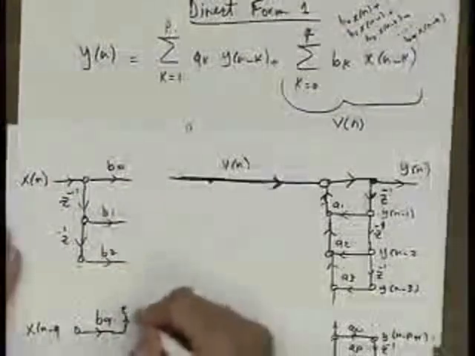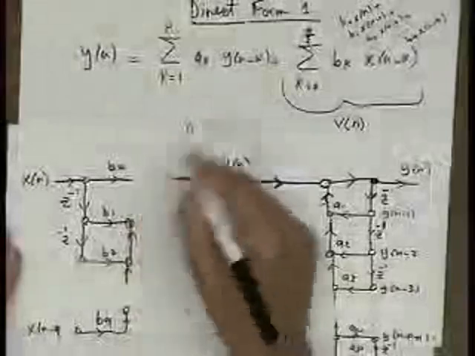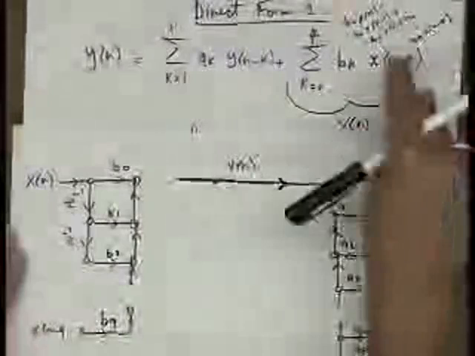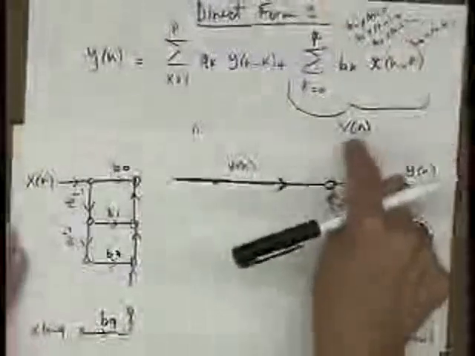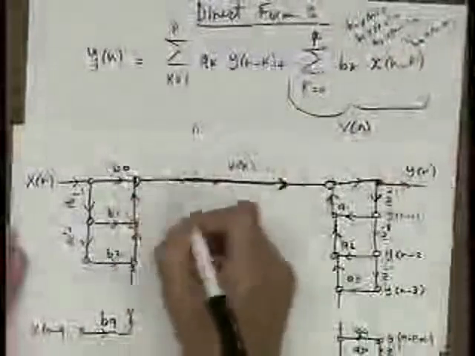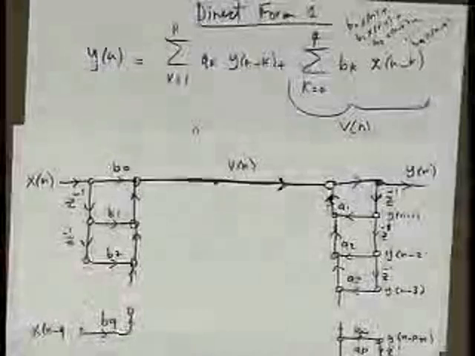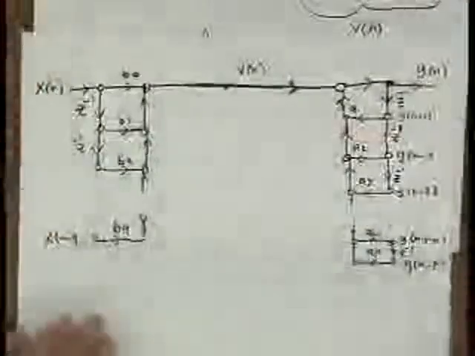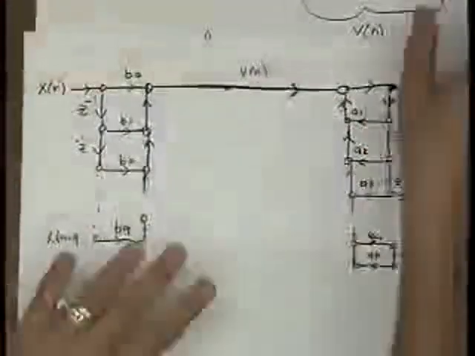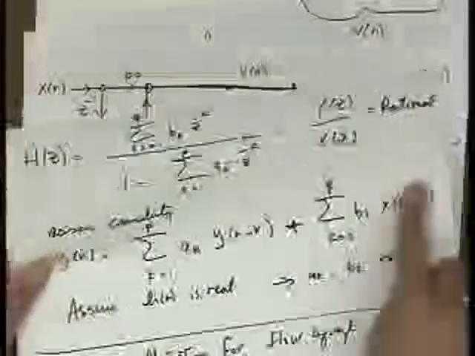And then I have to add these things up. This is a summation node, and I'm adding all these things up. And if I add them all up, that equals what? That's the same as V of n. That's what I had denoted as V of n. So, boom, I just connect. The sum of these two is the same as this signal here, V of n. So that's it. This is the direct form 1 realization of this system or this difference equation.